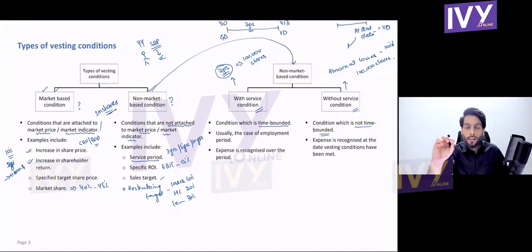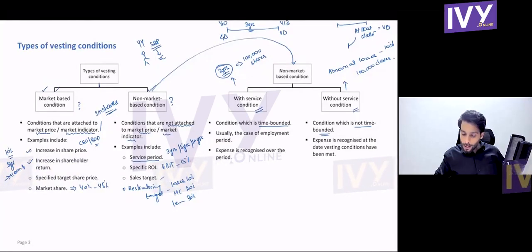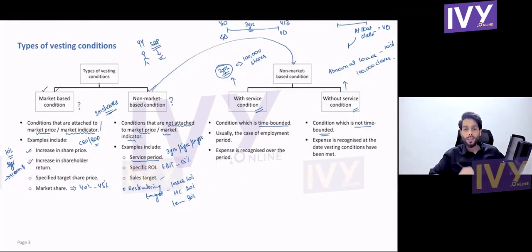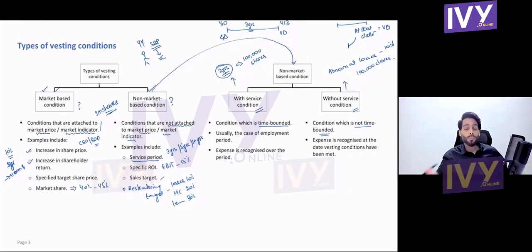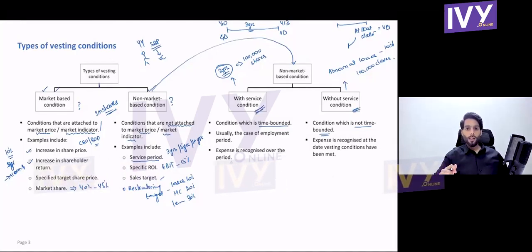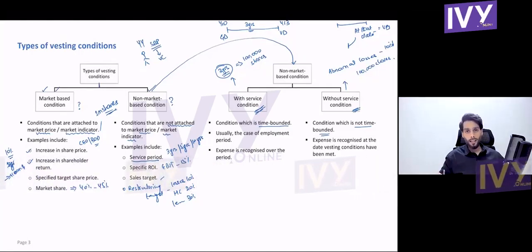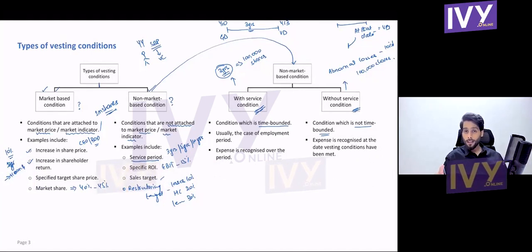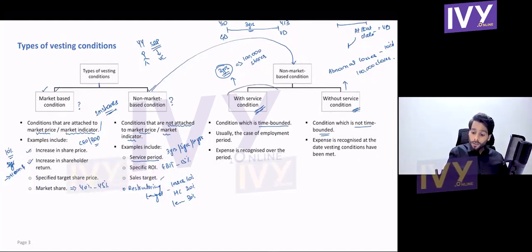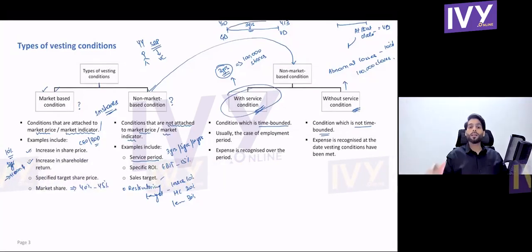Sir, one thing that we don't understand, why do we bifurcate conditions into with service conditions and without service conditions? Why do we distinguish between them? Because there is an accounting impact. You see, IFRS 2 requires that if the vesting condition is a with service condition, with service condition means that the time period of 3 years has been defined.